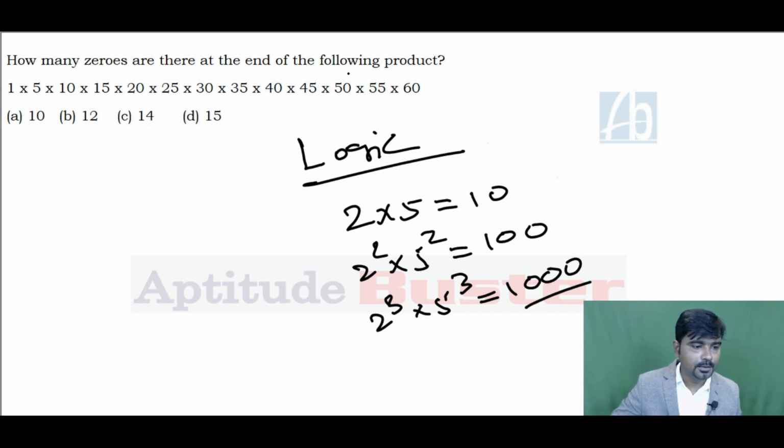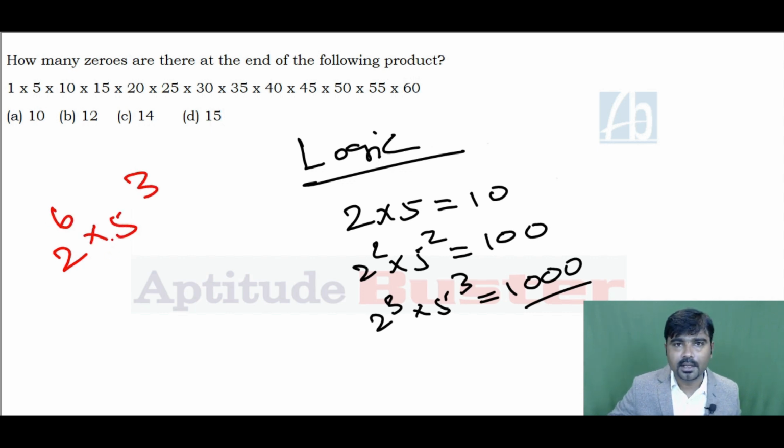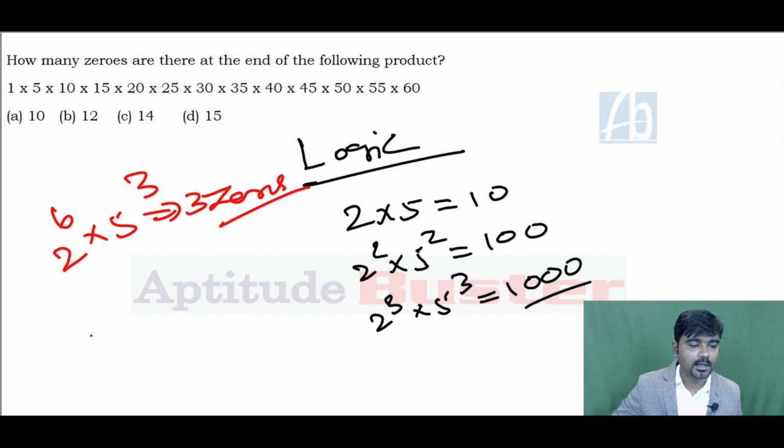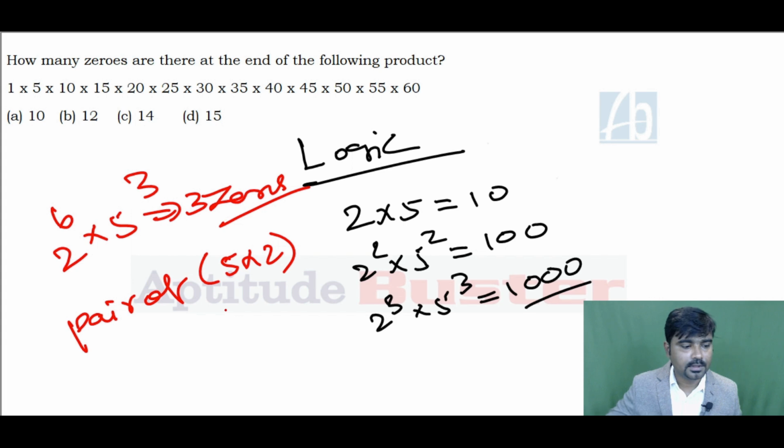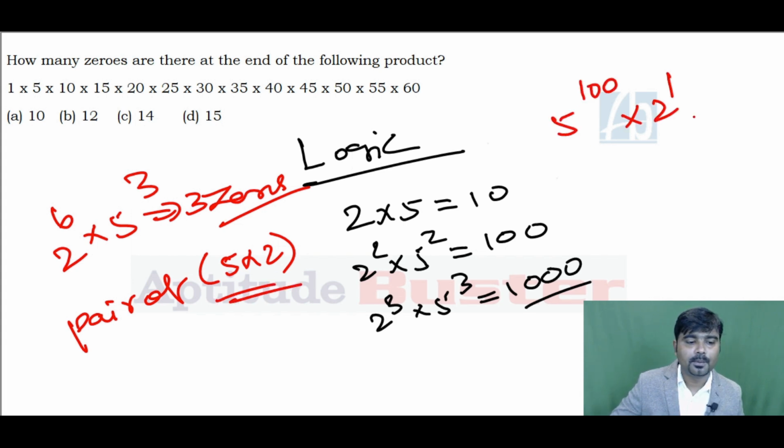Have you understood? I'll give you one more example here. 2 power 6 into 5 power 3. How many zeros are there at the end? Only 3 zeros are there at the end. Have you understood? So here the pair of 5 and 2 gives you 1 zero. The pair only. Even if I take 5 power 100 into 2 power 1, it also gives only 1 zero.